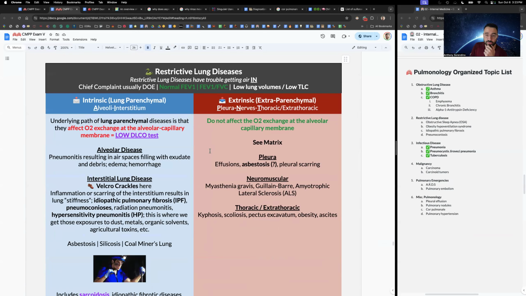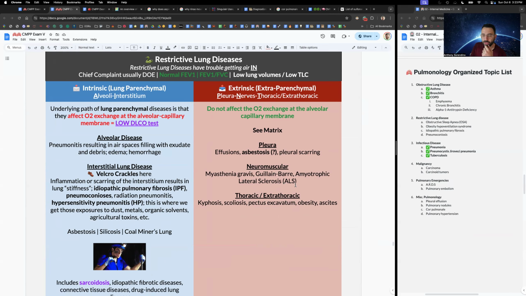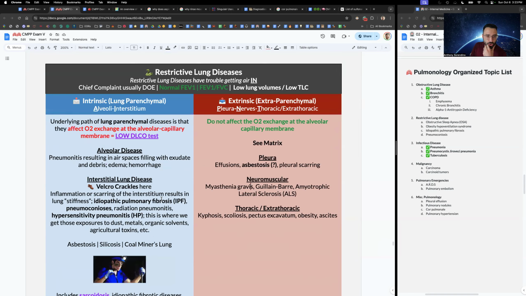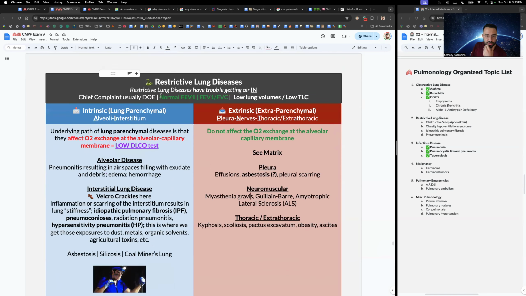Yeah, so restrictive lung diseases, there's two types. There's intrinsic, which have to do with the alveoli and the interstitium, and then there's extrinsic, which have to do with like the nerves. So extrinsic is going to be myasthenia gravis, Guillain-Barré, but then there's also like asbestosis. I always got confused with this, honestly. You have alveolar, you have interstitial. Sarcoid is over here, it's restrictive.